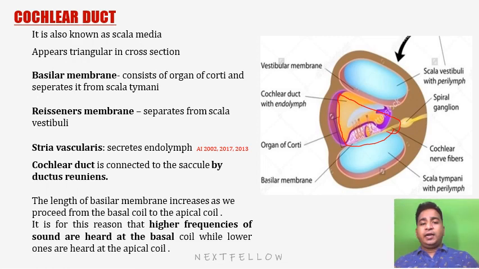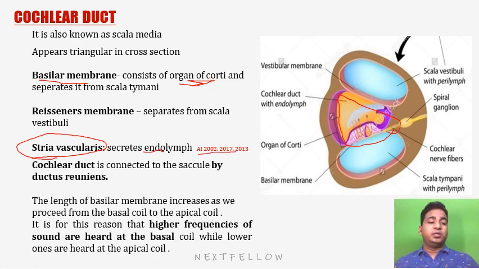Okay, and it consists of the basilar membrane we have already discussed, which has the organ of Corti, which is responsible for the transduction of the sound energy into the electric energy. And this basilar membrane separates the organ of Corti, or we can say scala media, from scala tympani. And this stria vascularis secretes the endolymph. Again, a very important examination question, asked multiple times, like in 2002, 17 or 13.